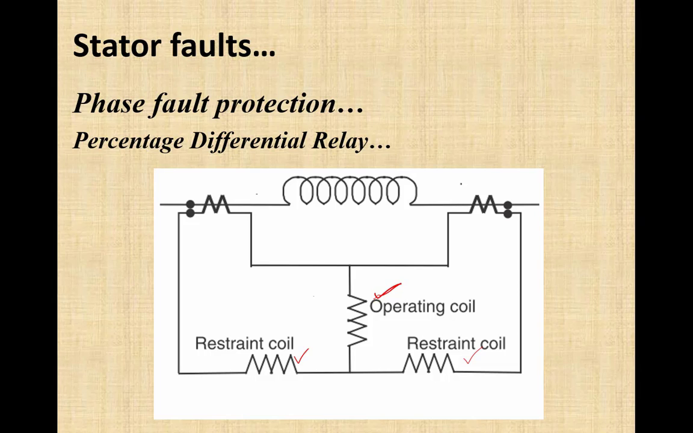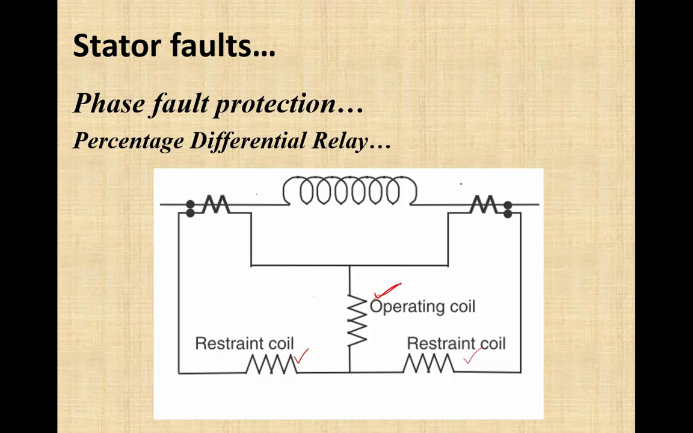Now in the same relay, if we add two more coils, when these two coils carry a current, they will produce a torque in the disc in the opposite direction as compared to the tripping torque. Means torque produced by these two new coils will be in the same direction as torque produced by the spring. So that is known as restraining coils. So these coils will oppose the torque produced by the operating coil.